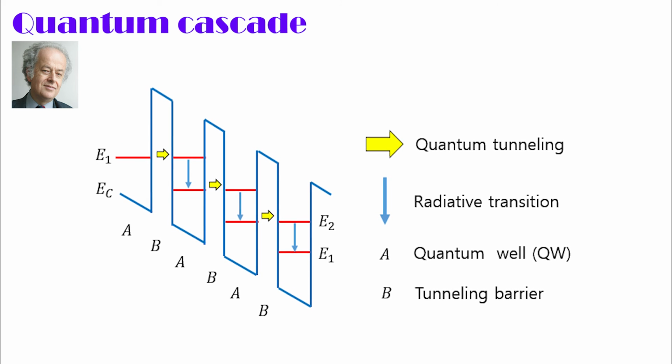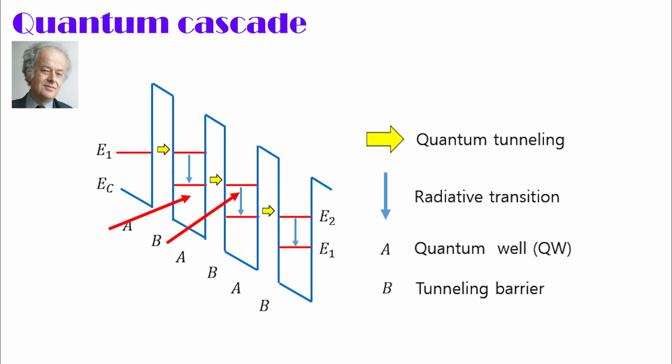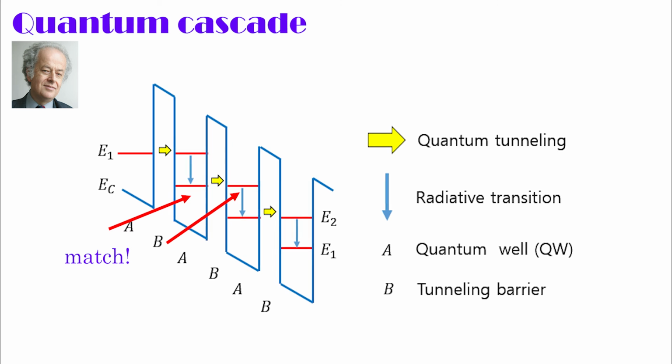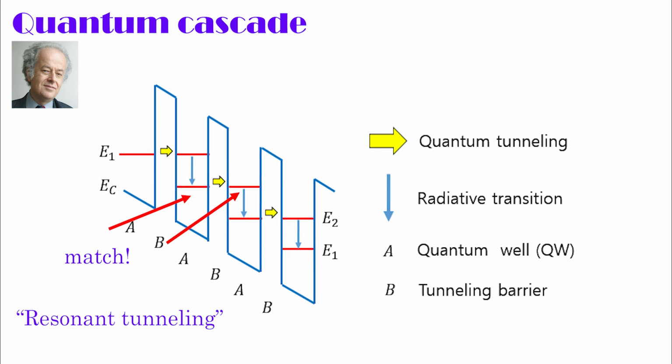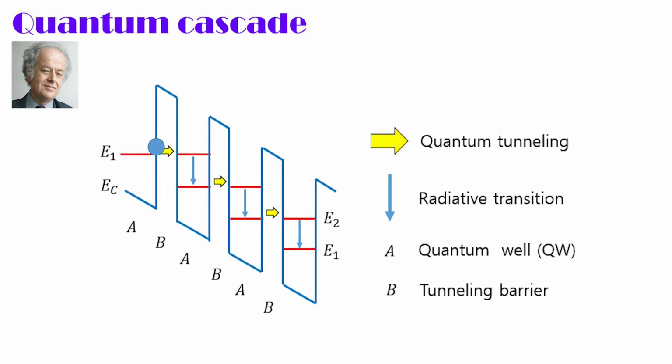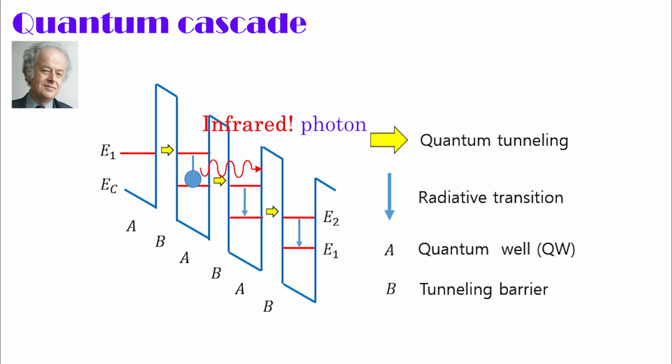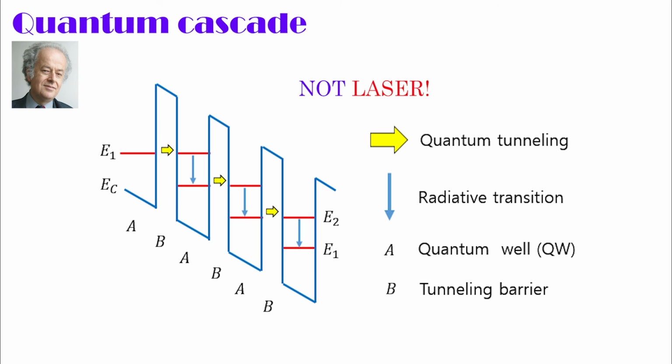In here, for the transition, E1 and E2 levels should match. We say this is resonant tunneling. In here, when electrons fall from E2 to E1, then an infrared photon comes out. We say this is inter-subband transition. Is it all done? Wait, but it is not a laser. Can you guess why it isn't? Yes, it's because there's no population inversion.